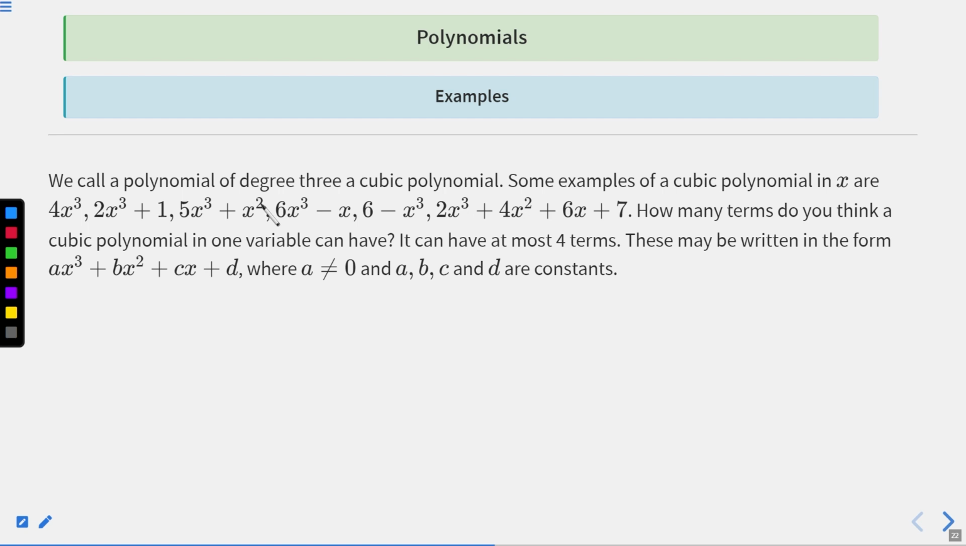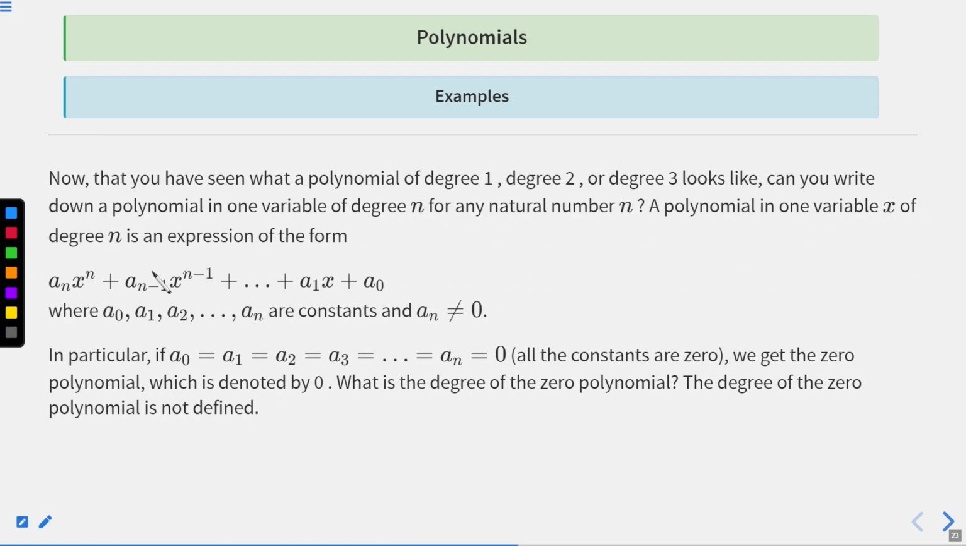So this may be written in the form ax cube plus bx square plus cx plus d, where a does not equal 0 and a, b, c, and d are constants. So this is the general form of the cubic polynomial. Now you have seen what a polynomial of degree 1, degree 2, and degree 3 looks like.